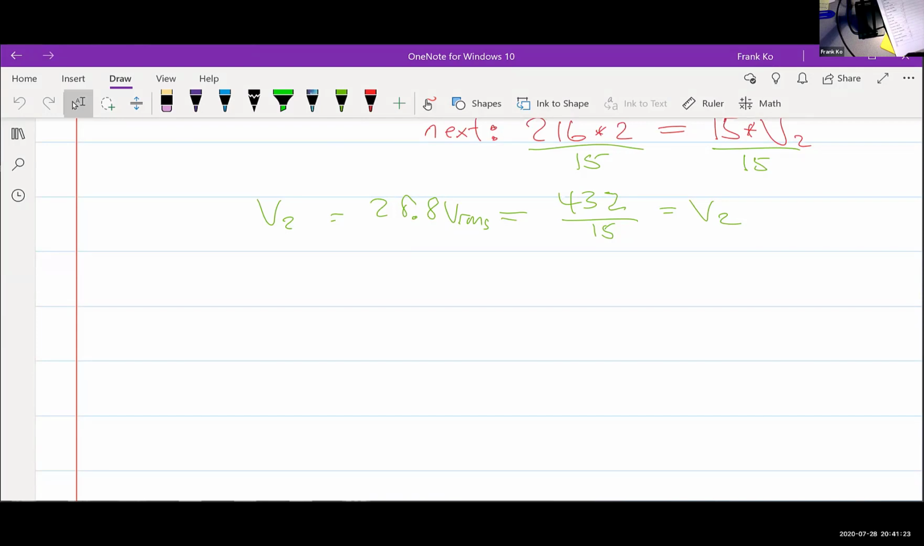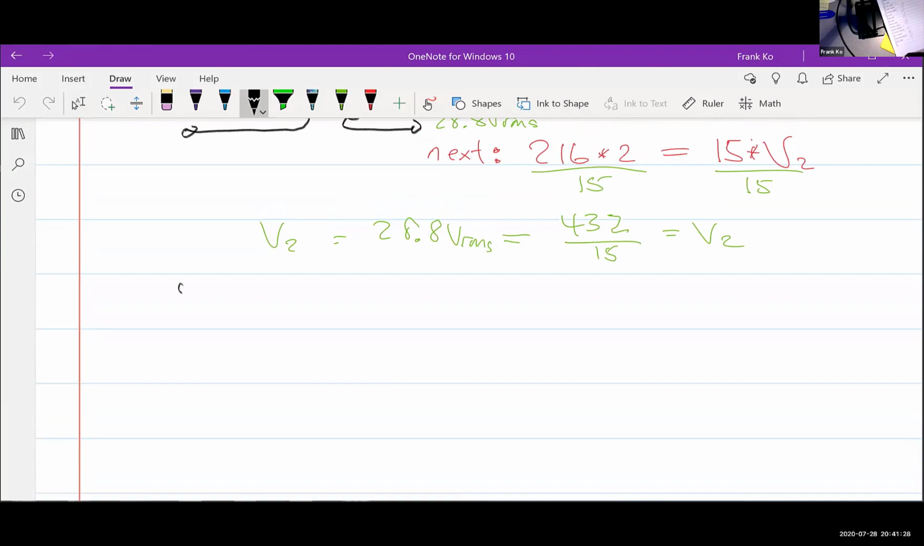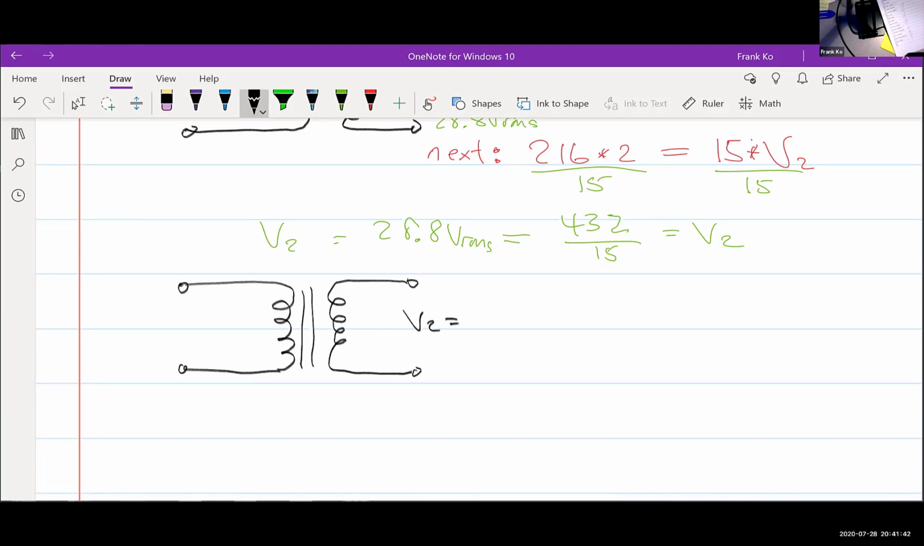I'll do one more, just to spin things up a little bit. I'm going to say my V2 is equal to 17 V. And I'm going to have 5, and over here I'm going to have 12. And I'm looking for V1 equals question mark.